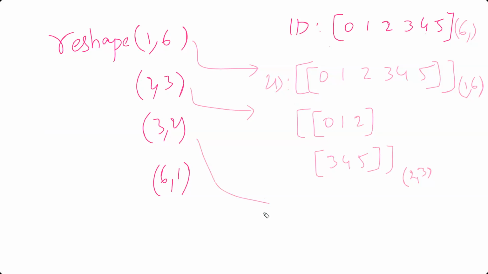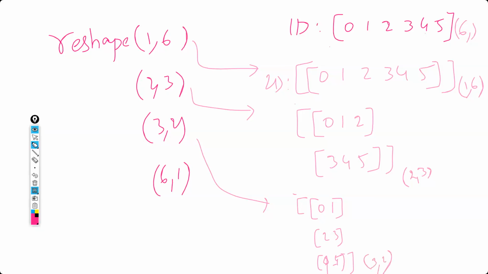Next, coming to this one. 3 comma 2 means 3 rows should be there. 3 rows means 0, 1 is the first row, 2, 3 is the second row, 4, 5 is the third row. This is 3 comma 2. This is 1D, and 1D is converted like this.